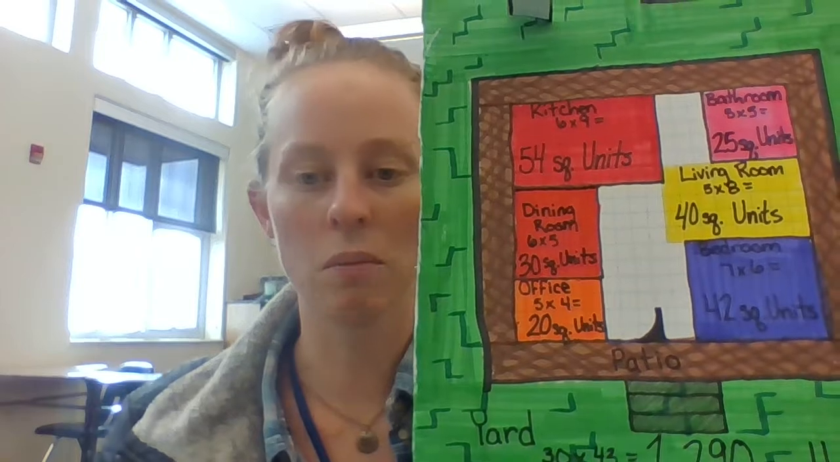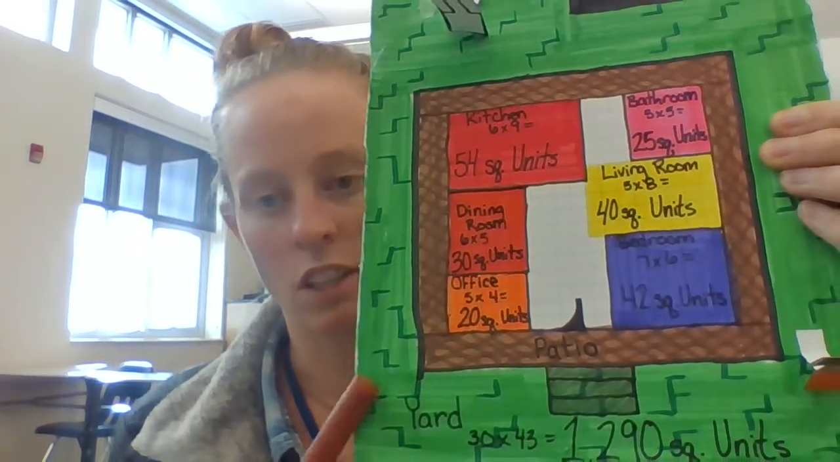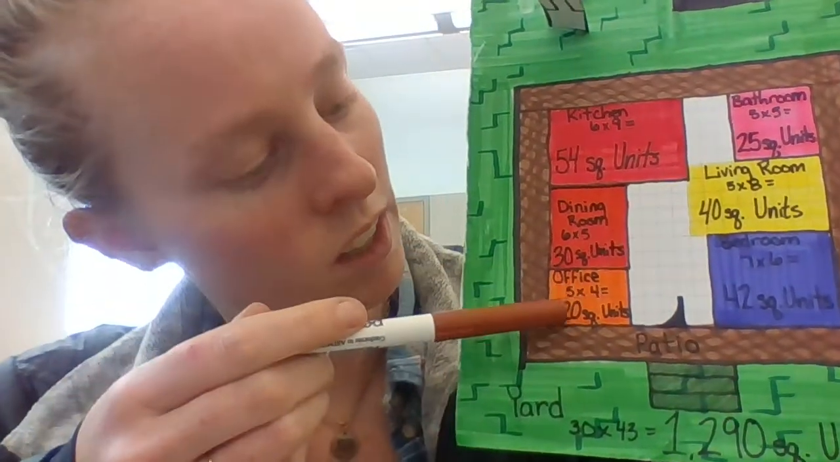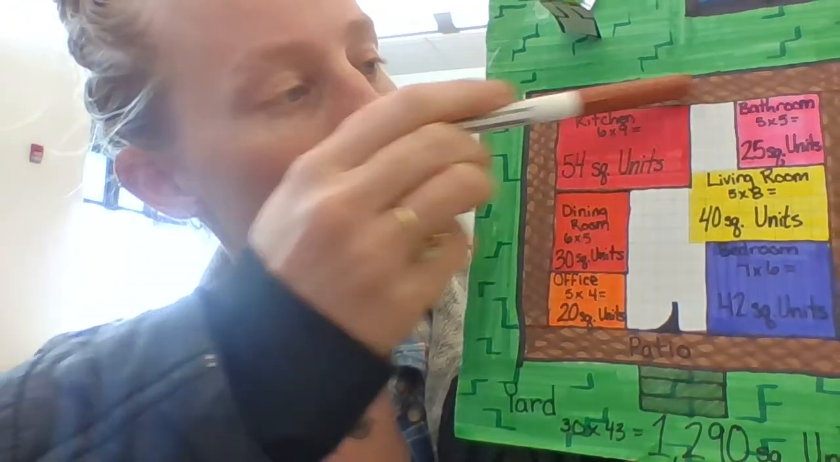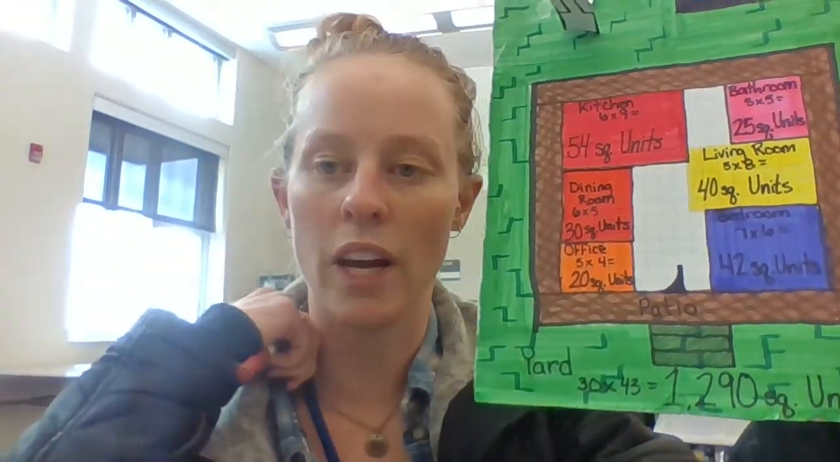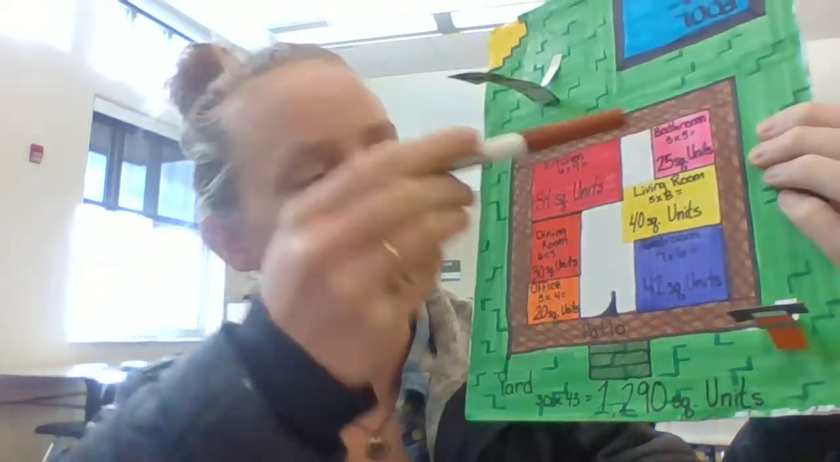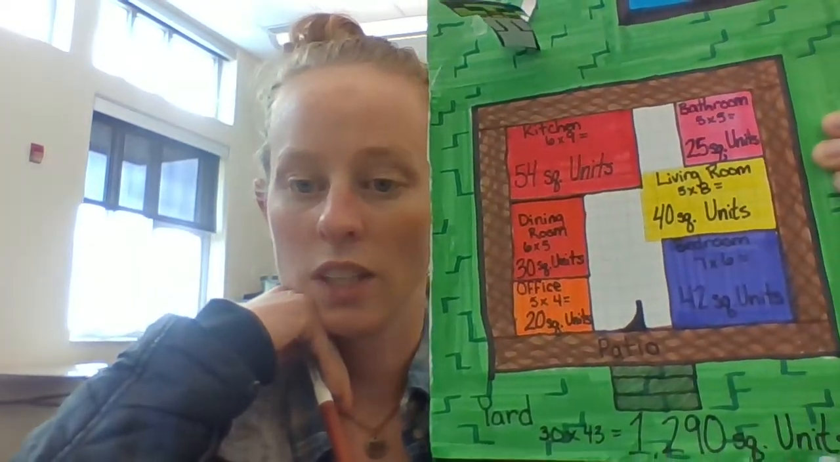Help yourself out. I do still need to solve for my patio, and if you look, I'm going to have to cut it into different areas. So I have a rectangle here to solve for, a rectangle here, here, and here, and then I will add them all together.